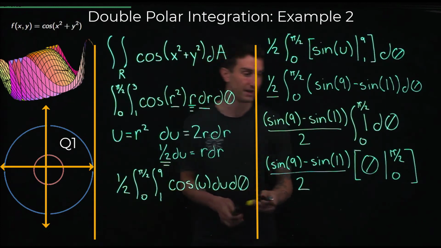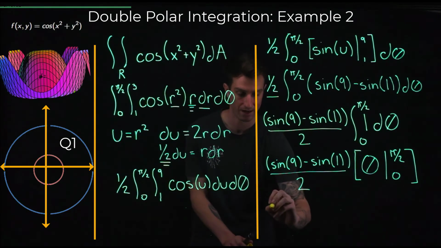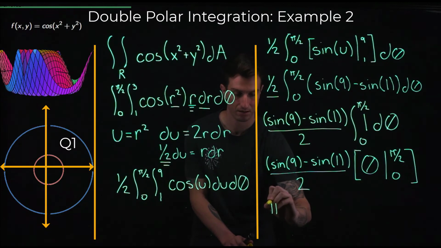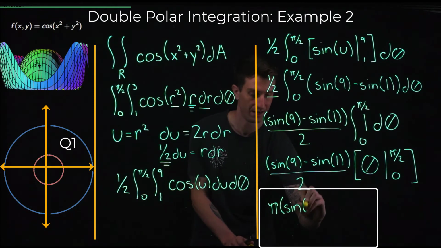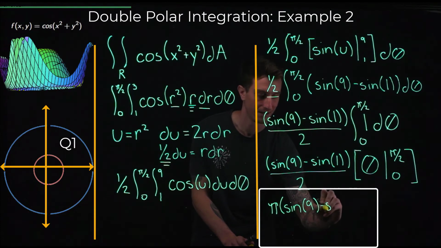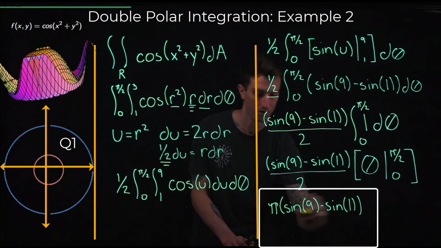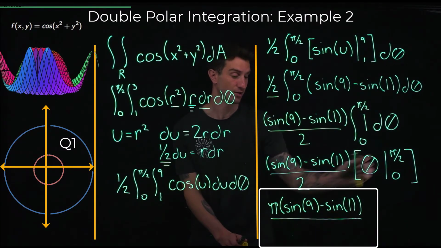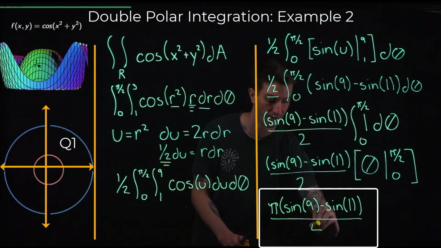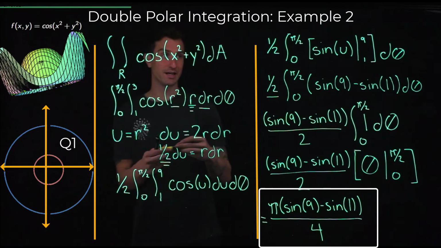Right, so our final answer, the pi over 2, I'm going to swing the 2 over here. So we have pi times sine of 9 minus sine of 1 all over, and instead of 2, I'm going to put this other 2 here, so over 4, right, is our final answer. Awesome. All right, so again, take your time.